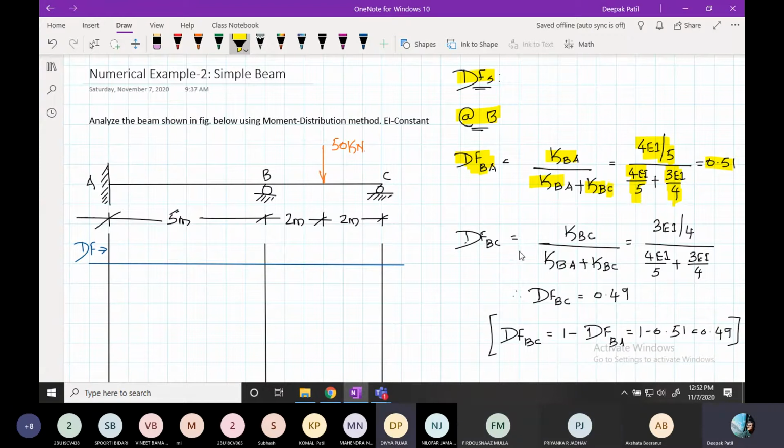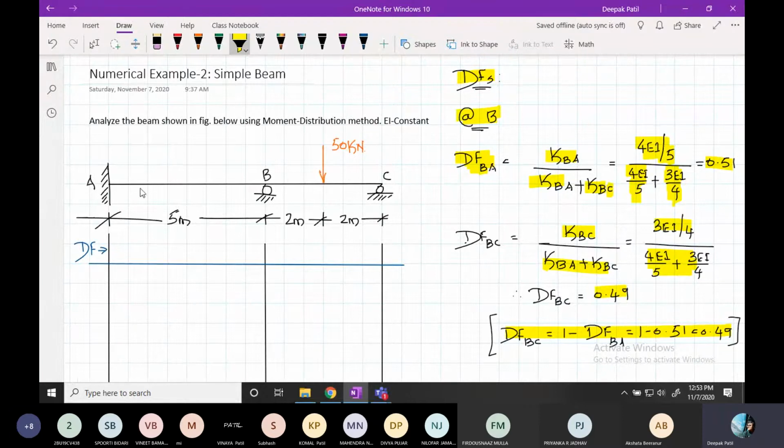Yes, sir. Okay, right. So once you're done with the distribution factor of BA, if I try to find the distribution factor for BC, in the numerator it is KBC and in the denominator it is KBA plus KBC. KBC we already know is 3EI by L, so I have substituted that, and I'm getting 0.49. Also you can find the distribution factor of BC as 1 minus the distribution factor of BA, because we know at a joint the summation of distribution factors should always be equal to 1. One component you have already found, which is 0.51, so the other you can easily find, that is 1 minus that one. This is how we find the distribution factors at joint B.